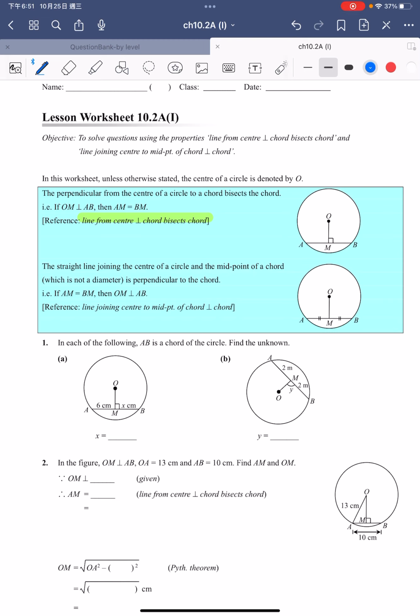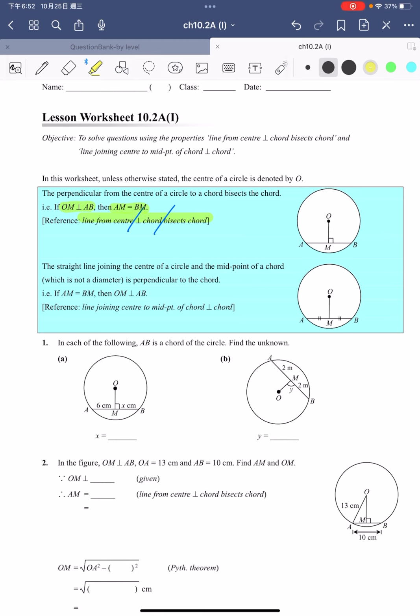There's a line from the center which is going to be perpendicular to the chord, and then it bisects the chord. So first of all, we draw a line from the center all the way to the chord, which is perpendicular to the chord. Then we can say that this chord is being bisected. Which means that if we have OM perpendicular to AB, so this thing happened first, then the chord is bisected, so that AM is equal to BM.